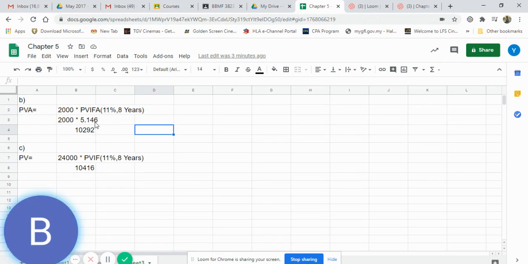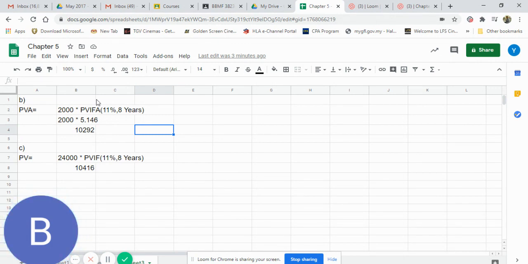All right, so you get 5.146 in your present value annuity table. So times 2000, you should be getting 10,292. All right, and for part C, or the third alternative, you receive 24,000 at the 8th year, so you use PVIF. All right, so this is the future value. You are calculating the present value interest factor, 11% interest rate, and it's 8 years. Therefore, you get 10,406. All right, so this you should be getting 0.434.